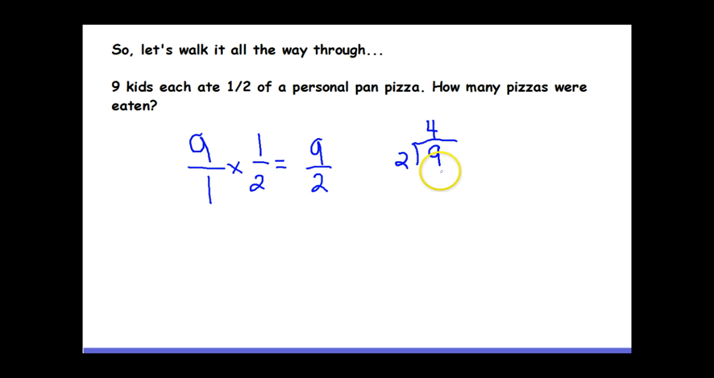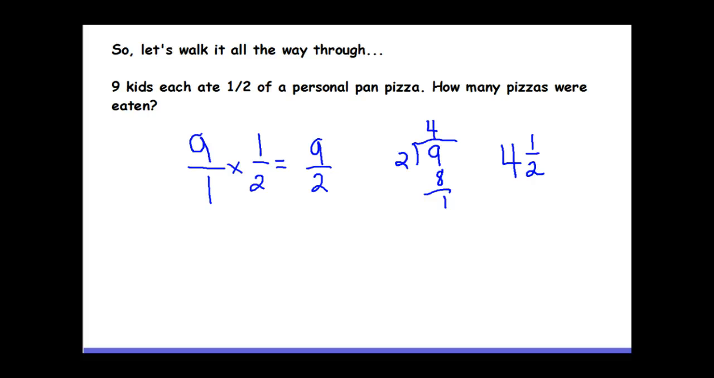4 times 2 is 8. Subtract, I get 1. 1's less than 2, so I'm finished. My whole number is 4. Do I have a remainder? Yep, there it is, 1. And I've been working in halves. And you will see that 9/2 is equivalent to 4 and 1/2.